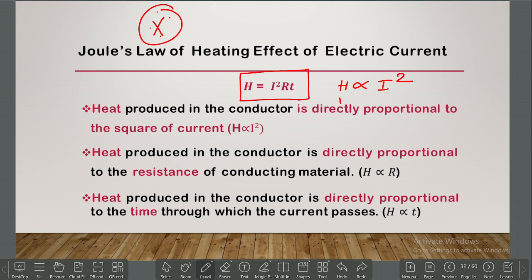Heat is directly proportional to the resistance. Heat is directly proportional to the time taken through which the current passes through the conducting material. Clear? So what is the law over here? Heat produced in the conductor is directly proportional to the square of current, to the resistance, and to the time through which the current passes. Clear? In all three cases, it is directly proportional.